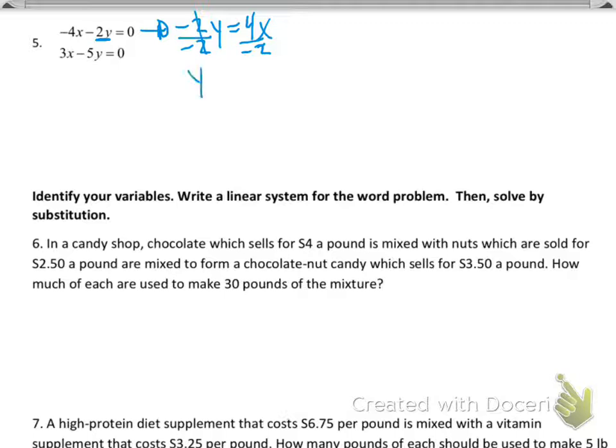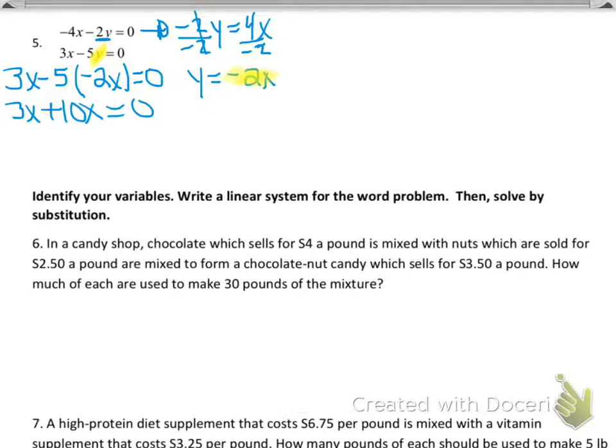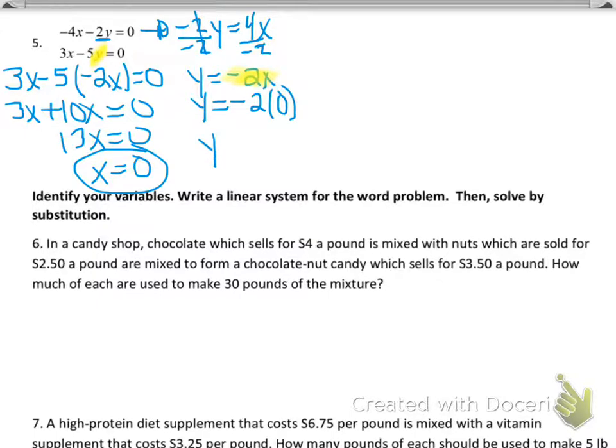So you have y equals negative 2x. Oops. So now you have plus 10x equals 0. So 13x equals 0. So x equals 0. Again, I have x, I still need y. So y equals negative 2, plug in 0, y equals 0. And then make sure to check your answer. Okay?